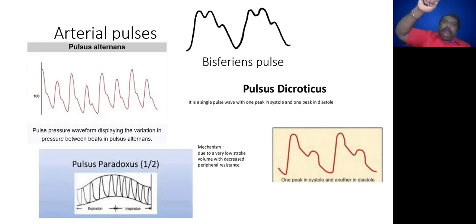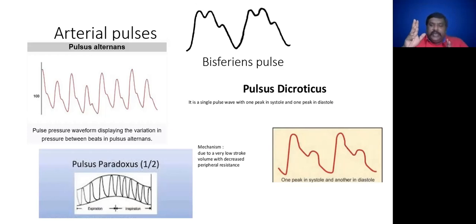It goes up once for the rhythm, then in the middle it again splits up and gives the next peak. So two systolic peaks will be there. That is the thing with the bisferiens pulse. Next we will go with the Pulsus Paradoxus.